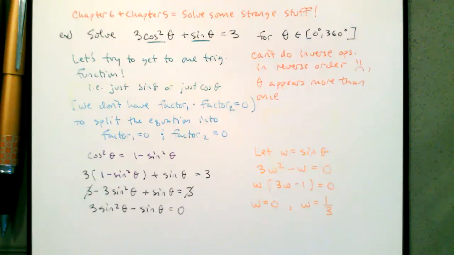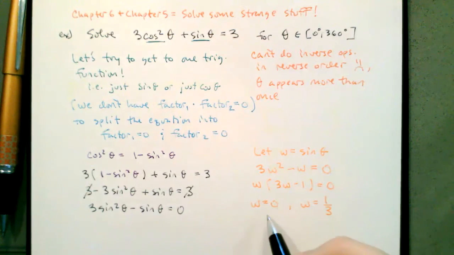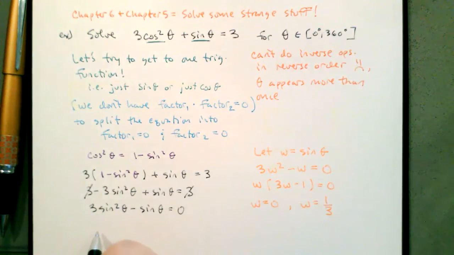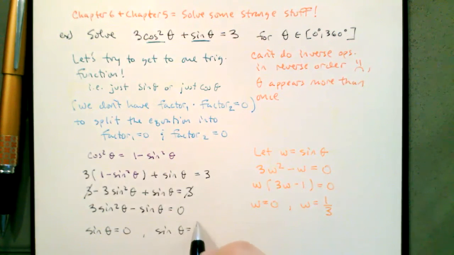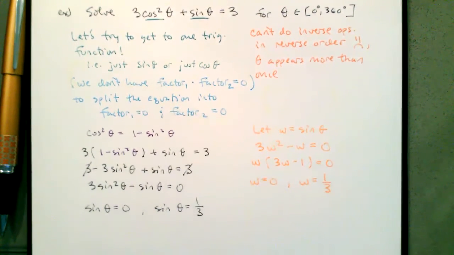But we're not here to solve for w, we're here to solve for theta. So since w is equal to sine of theta, instead of w equals 0, I can go back over here onto the theta side, and I'll say that sine of theta is equal to 0, or sine of theta is equal to 1/3. Here's where we use that 0 property to split the equation into two equations.